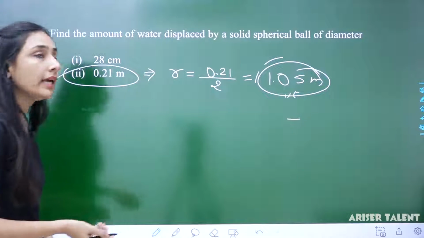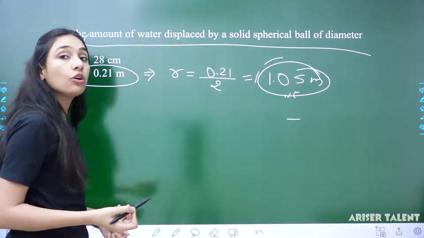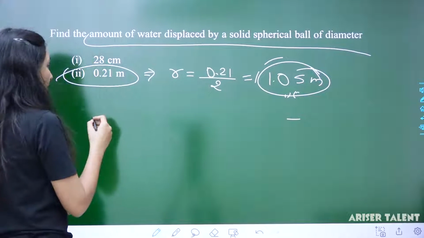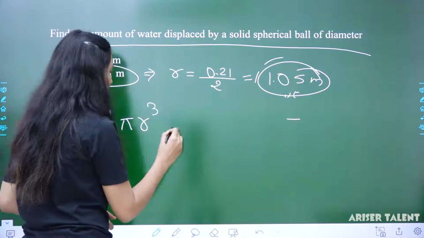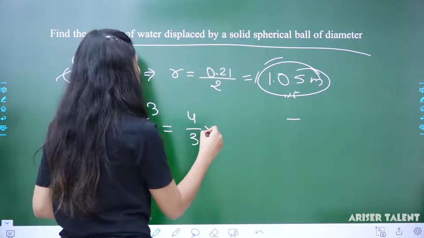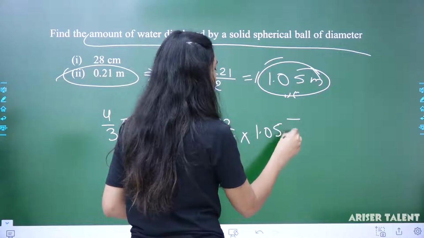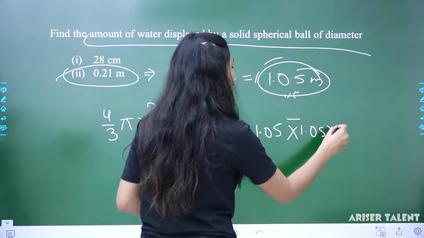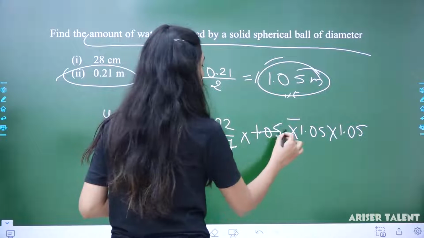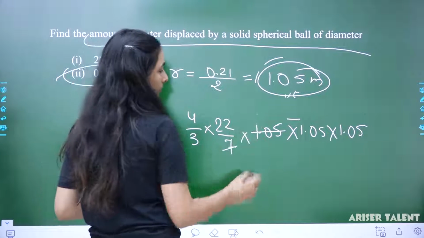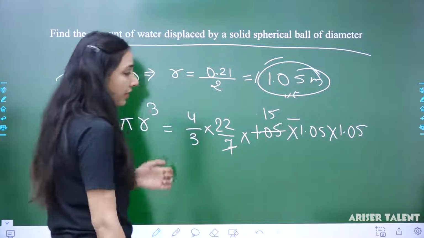Okay, now again simple, the amount of water replaced by the solid spherical ball will be equal to the volume of the spherical ball. Now, the volume of the spherical ball will be 4 by 3 pi r cube. So, 4 by 3, 22 by 7. Now, r is 1.05, 1.05, 1.05. Okay, that will be 7 ones are 7, 3, 35.